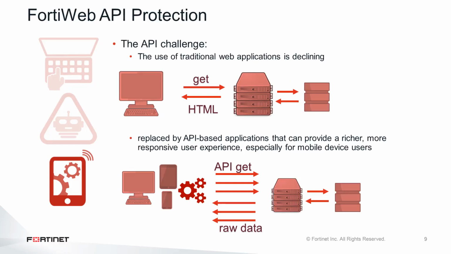FortiWeb API protection. In traditional web applications, processing takes place on the server itself. The client browser will render the HTML. API-based applications rely on more powerful clients to process raw data. API-based applications provide better overall performance and user experience for mobile devices.